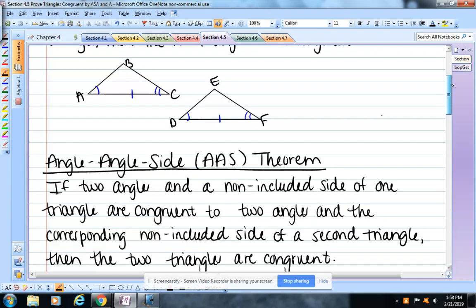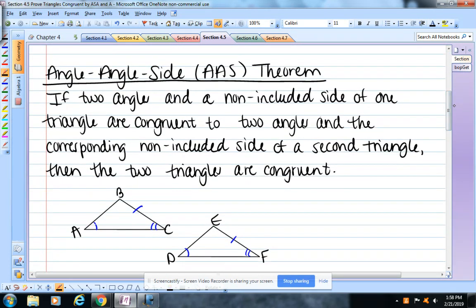The next one is angle, angle, side. So find angle, angle, side; it should be the one that comes right after it. Is that correct? Midway through on the back, angle, angle, side. If two angles and a non-included, what do you think non-included means? Not between them, right? To the left or to the right. If two angles and a non-included side of one triangle are congruent to two angles and the corresponding non-included side of a second triangle, then the two triangles are congruent.